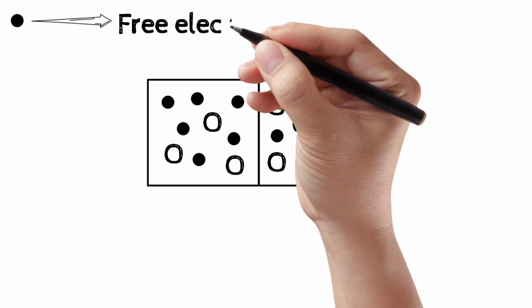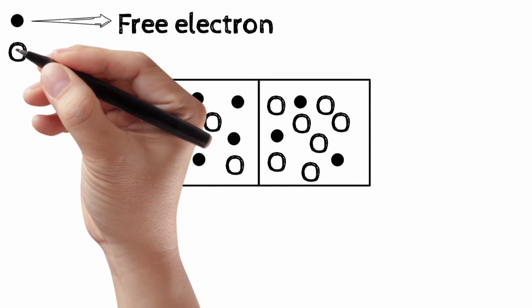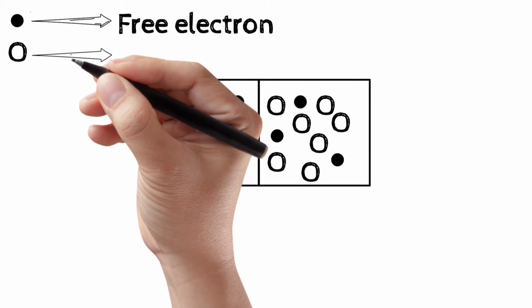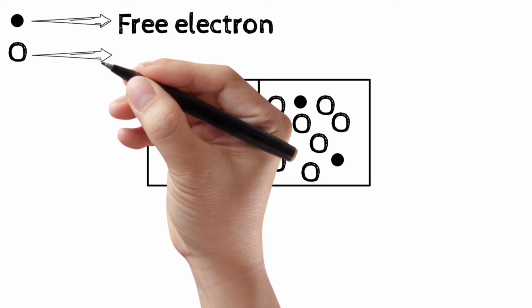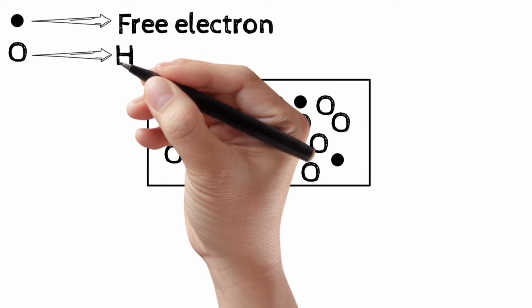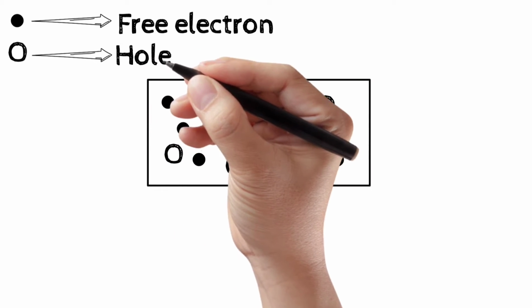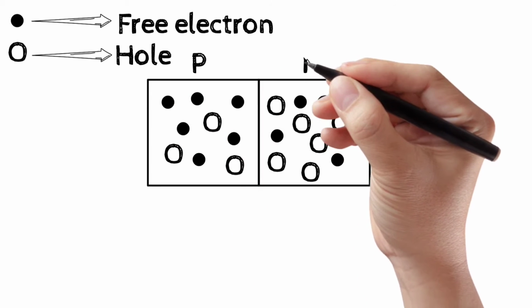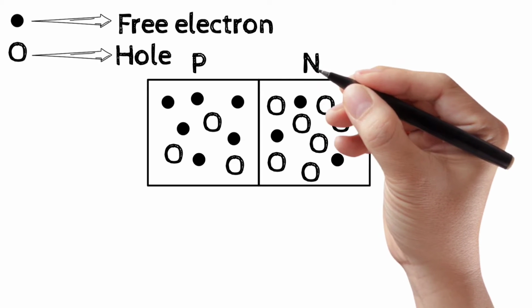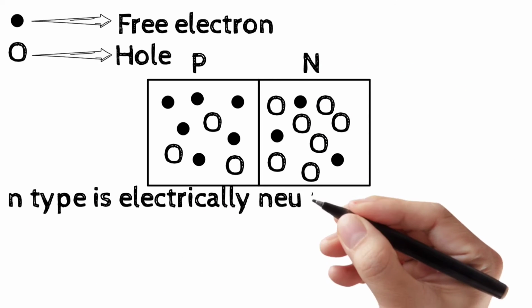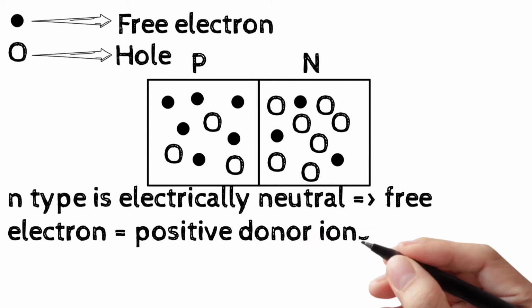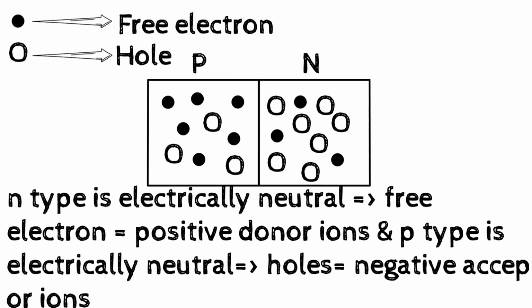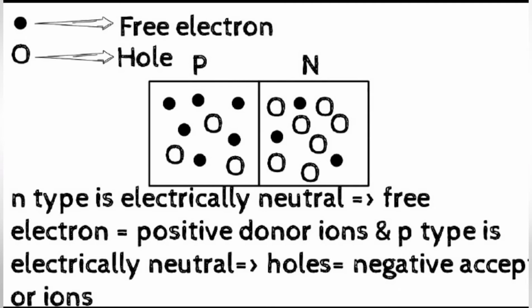We know that an N-type material is electrically neutral because the number of free electrons and positive donor ions are same in an isolated N-type material. Similarly, a P-type material is electrically neutral because the number of holes and negative acceptor ions are same in an isolated P-type material. After absorption of free electrons in N-type side of depletion region, uncovered positive donor ions will remain there. After absorption of holes in P-type side of depletion region, uncovered negative acceptor ions will remain there.